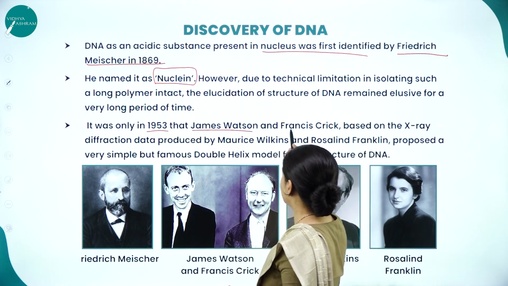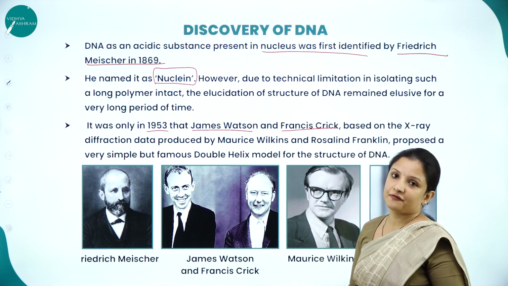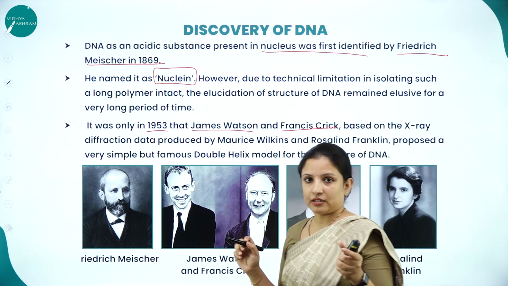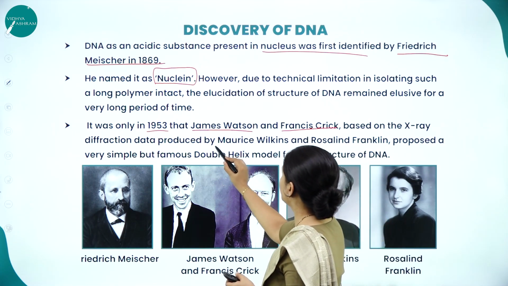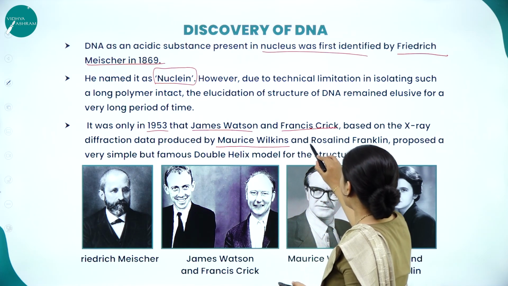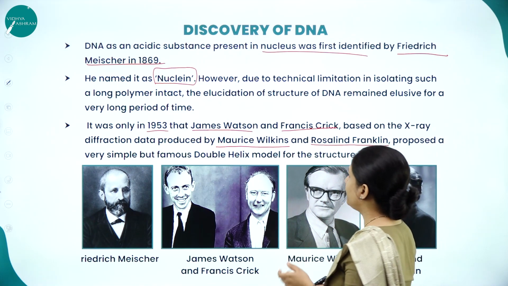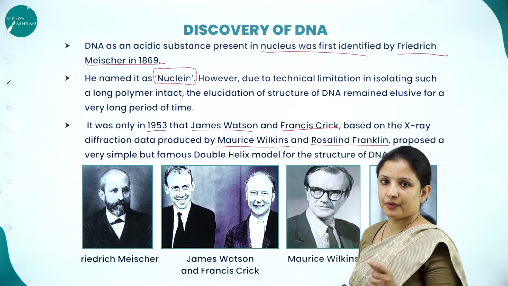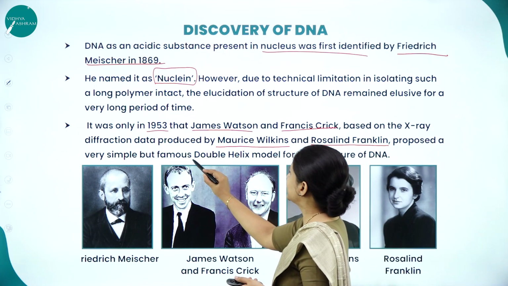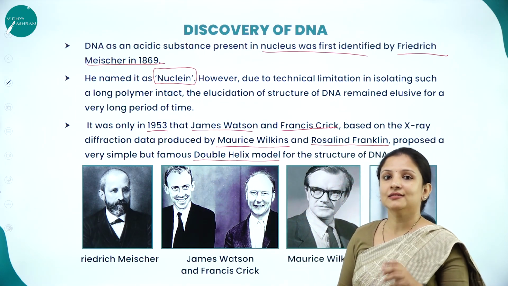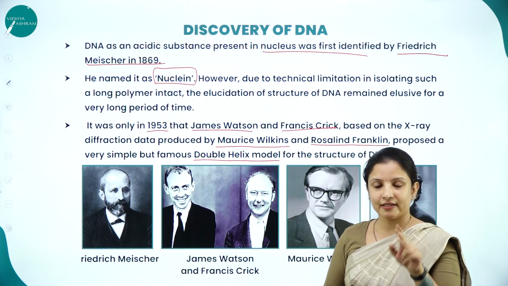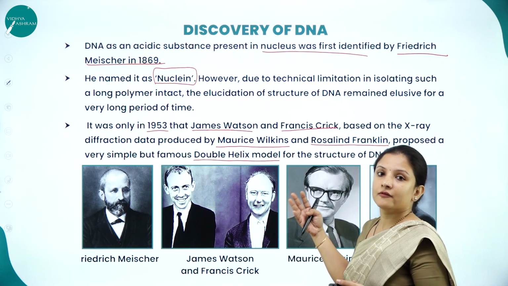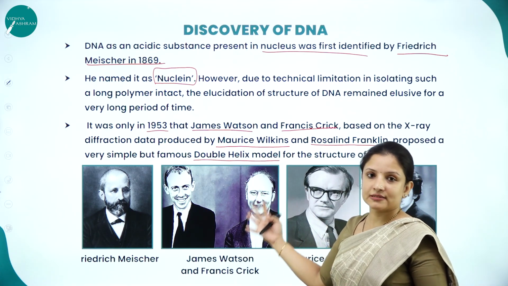And it was in 1953 that James Watson and Francis Crick, based on X-ray diffraction technology, used X-ray diffraction data that was given by Maurice Wilkins and Rosalind Franklin. So with the help of Wilkins and Franklin, Watson and Crick proposed a very simple structure of the DNA, which is called the double helix model of the DNA. That is when they said DNA is double stranded and it occurs in the form of a helix. So these are the contributions made by scientists in the discovery of the DNA.